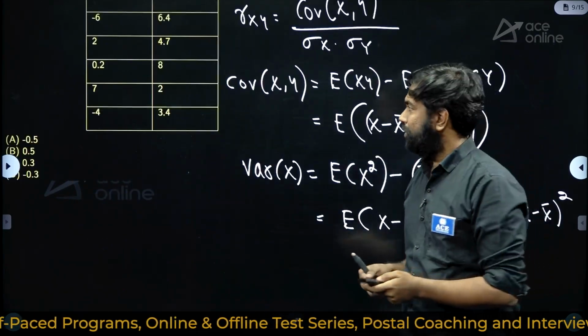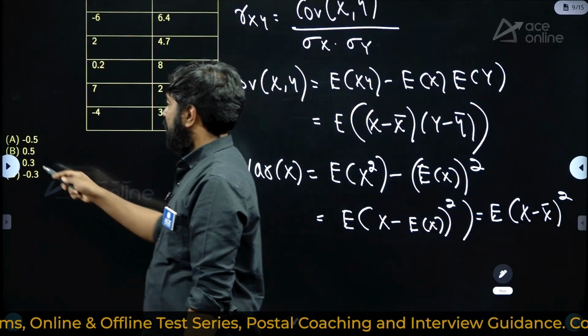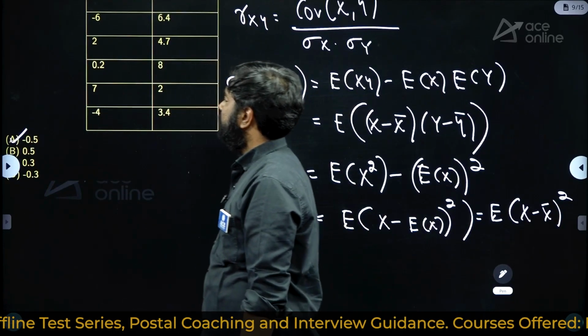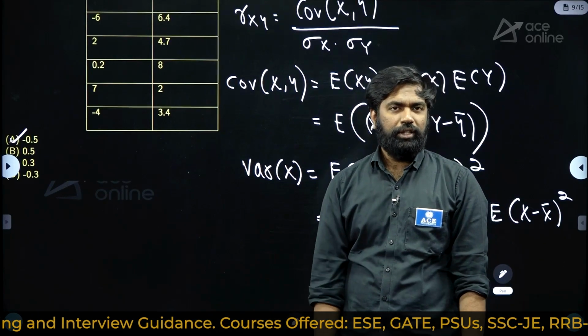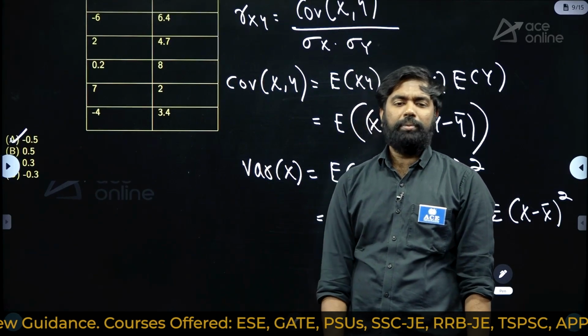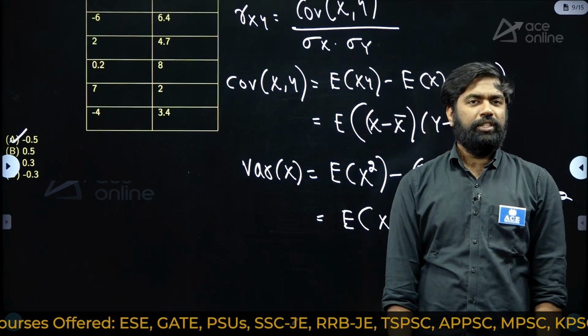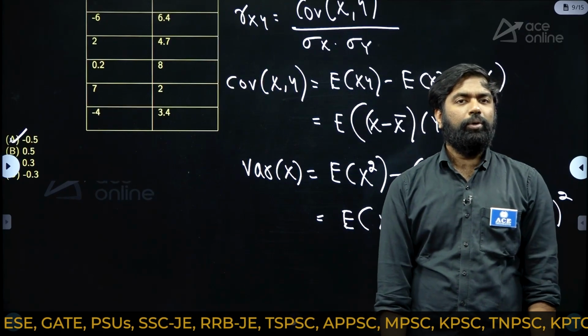Do we have such options? Yes, we have such options. This was a lengthy problem. We can expect properties of correlation coefficient. We can also expect properties of regression coefficients in the DA 2024 coming paper.